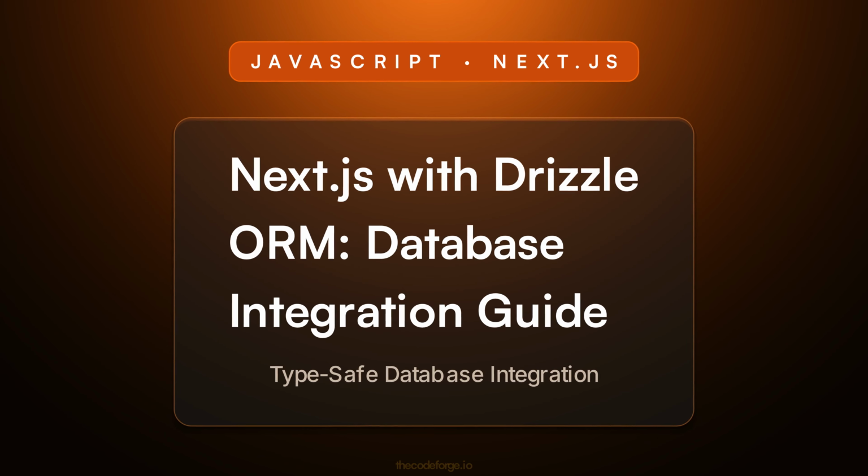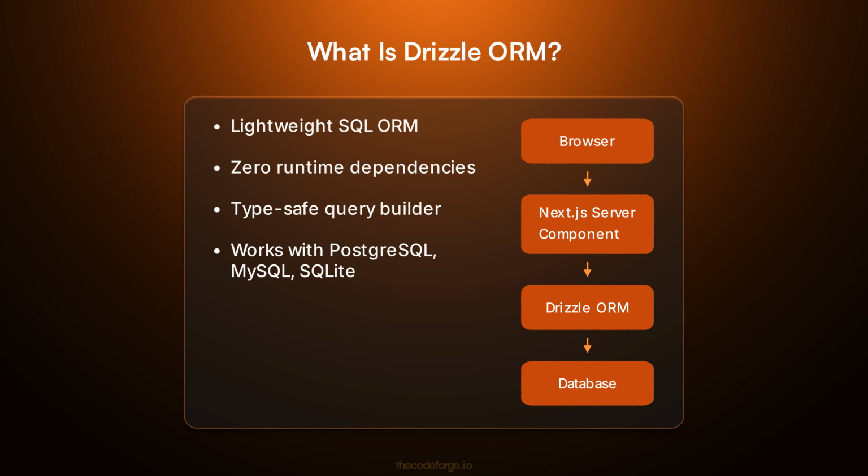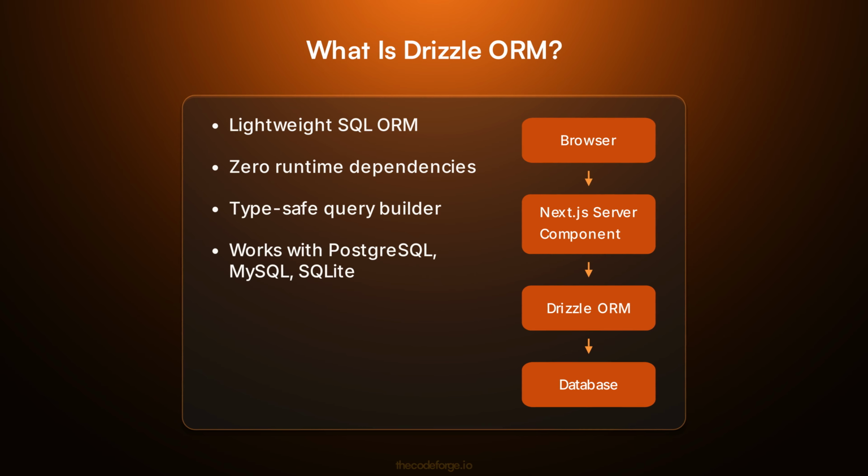Let's break down Next.js with Drizzle ORM, a database integration guide, how it works, and the exact mistake behind that failure. Drizzle ORM is a lightweight, type-safe SQL ORM with zero runtime dependencies. You define schemas in TypeScript and auto-generate SQL migrations. It integrates seamlessly with Next.js server components and API routes.